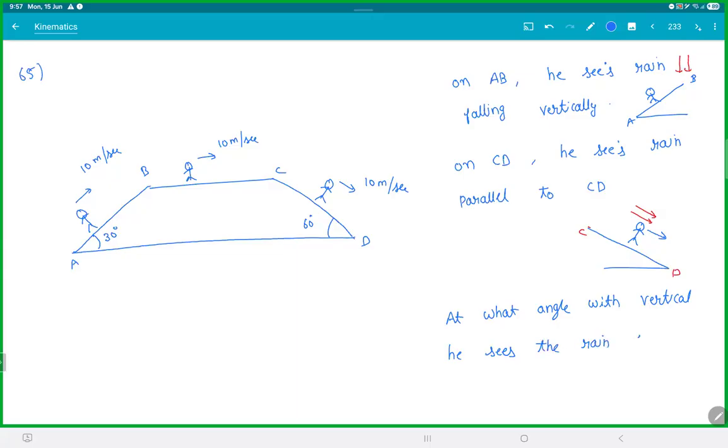He sees the rain on BC. There is no information about the rain. The speed of the rain we don't know. The angle of the rain we don't know. Nothing we know. All we know is this thing. So when you go from A to B, he thinks the rain is falling vertically. Thinks, the word is important. He thinks, he sees, meaning in his frame. C to D, he thinks rain is going parallel to CD, means it is coming and hitting your back. Using this information, you need to figure out at what angle will he see the rain on BC.